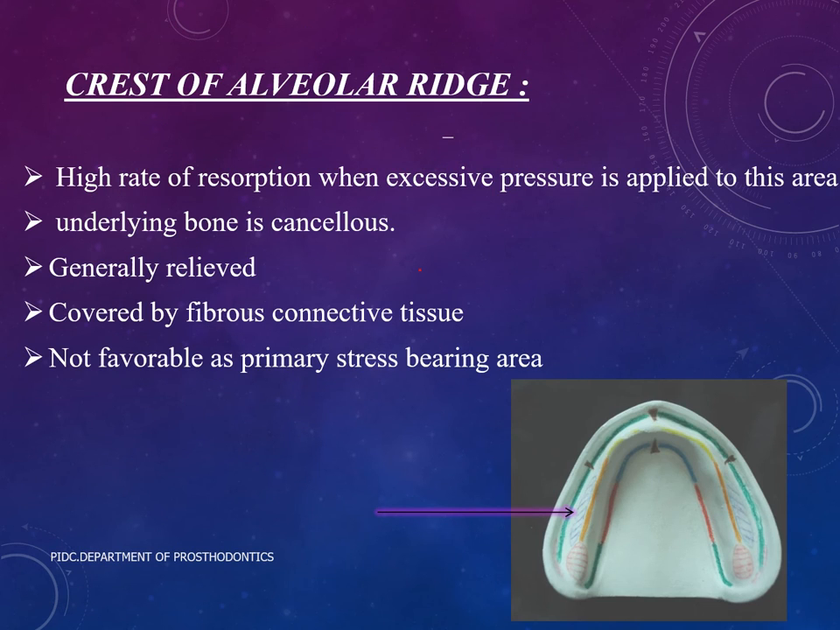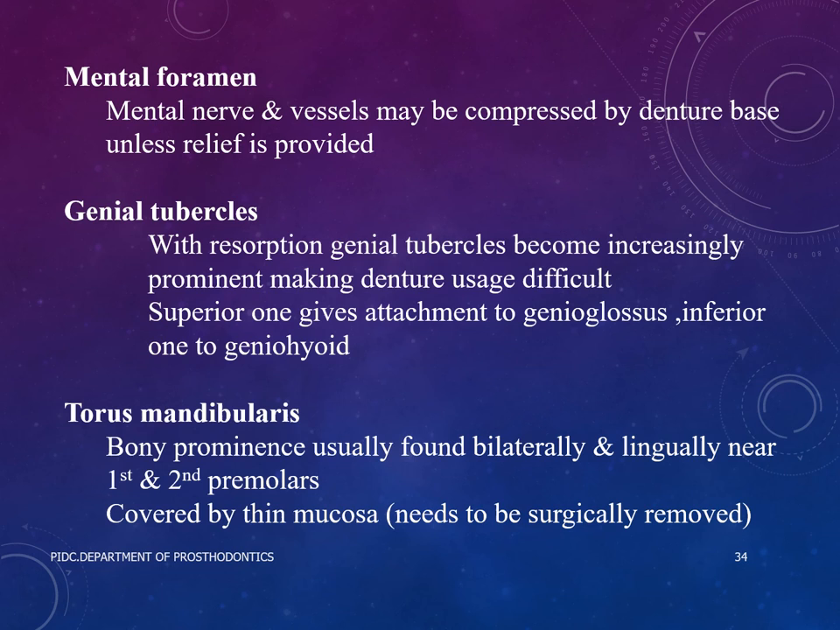Next, coming to the crest of the alveolar ridge. In the crest of the alveolar ridge there is a high rate of resorption, so that is why we need to provide adequate relief, because the underlying bone is usually cancellous bone. Apart from your spacer wax, which is used for providing space for the final impression material, we also use relief wax, that is, you're relieving those particular anatomical landmark areas. If you do not relieve those areas, it might lead to uneven resorption. Next, coming to your mental foramen, genial tubercles, and the torus mandibularis, these three are also supposed to be relieved, as mentioned earlier.